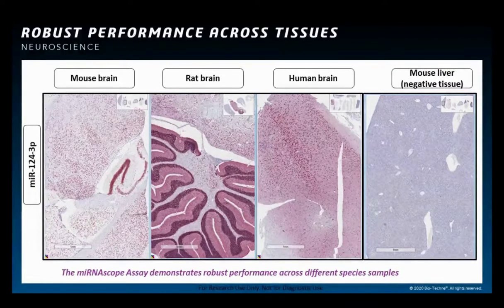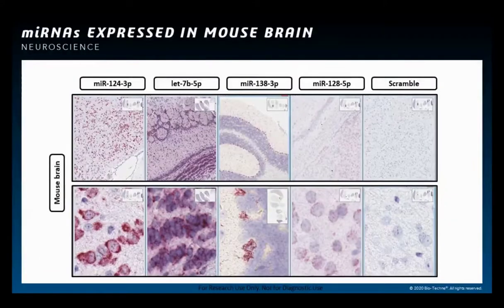Now, again, to demonstrate the specificity of this particular probe and overall the miRNAscope assay, we're showing a negative tissue known to lack expression of this particular microRNA, which is a mouse liver. And this, again, shows the specificity of the probe and the assay itself.